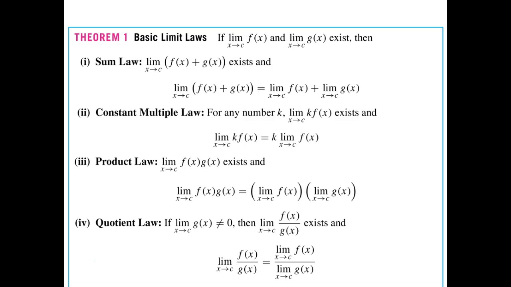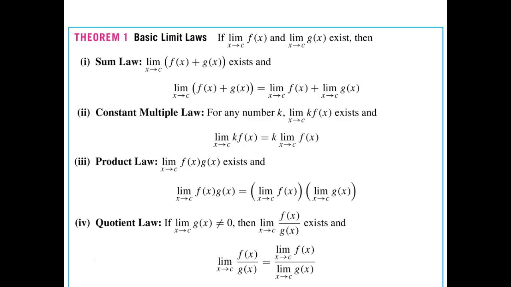Okay? The product law. Remember, we assume that f of x and g of x both have limits as x approaches c. So, what if they're both huge numbers, but they do exist? What if you multiply them together? They'll still give you a huge number, but if the limits of two functions as x approaches c both exist, then the limit of the product exists and is equal to the product of the limits. So whatever the limit of this one was, multiply it by the limit of that one. That's what the limit of the product is.